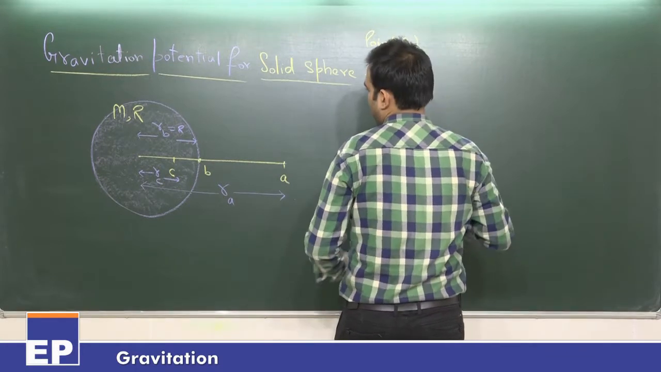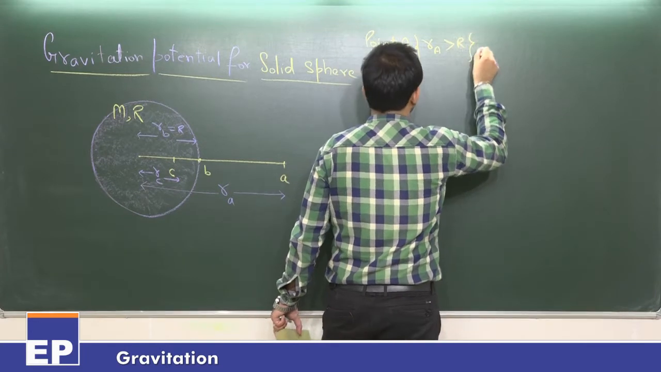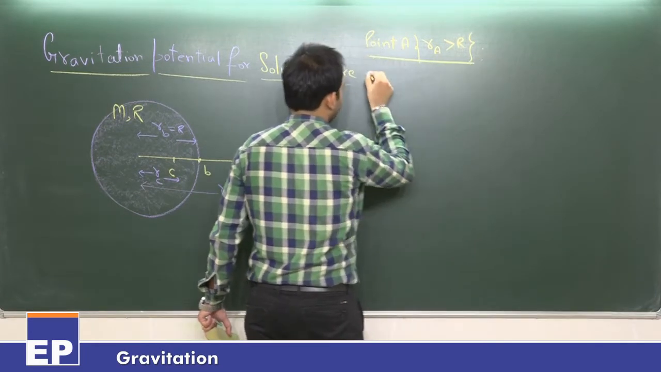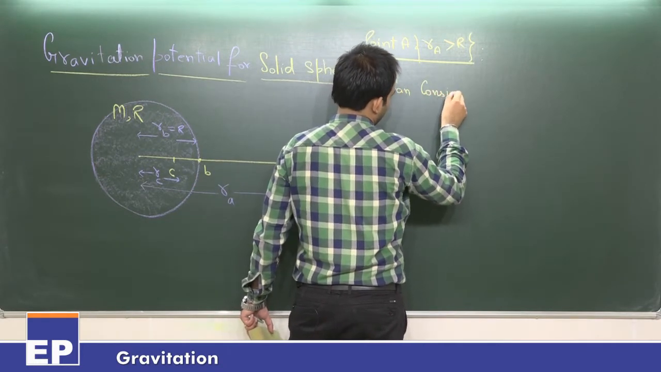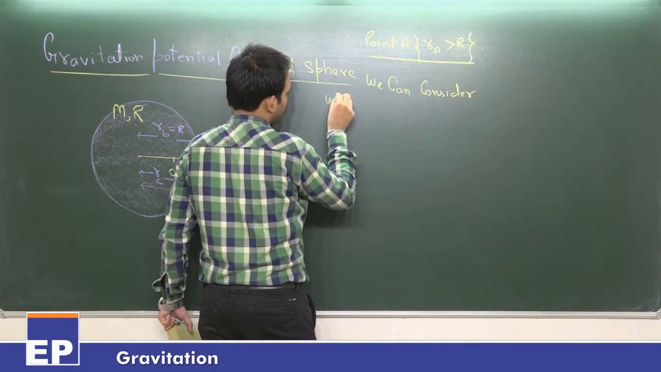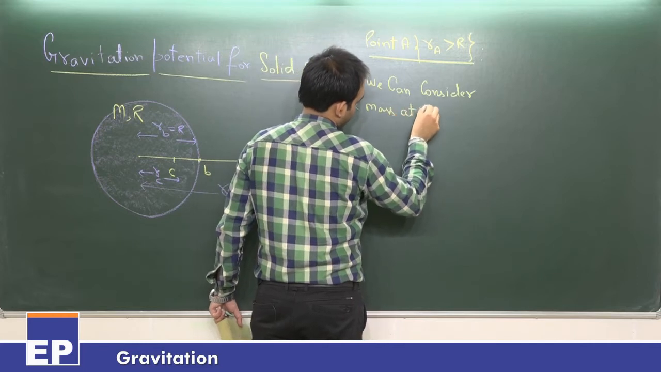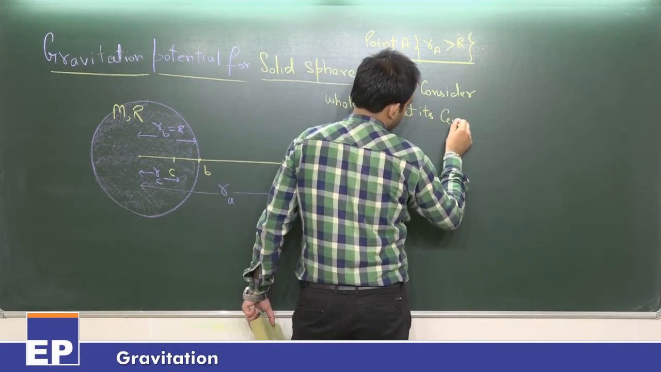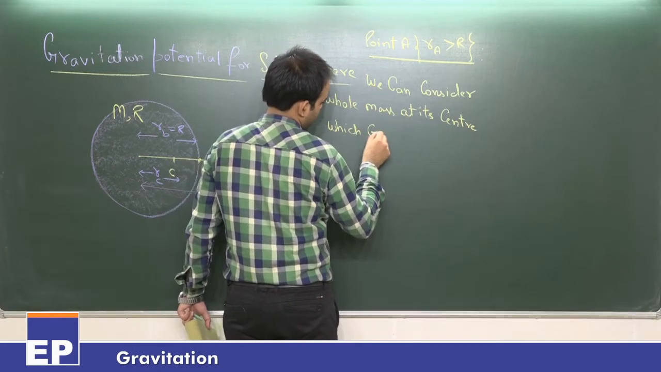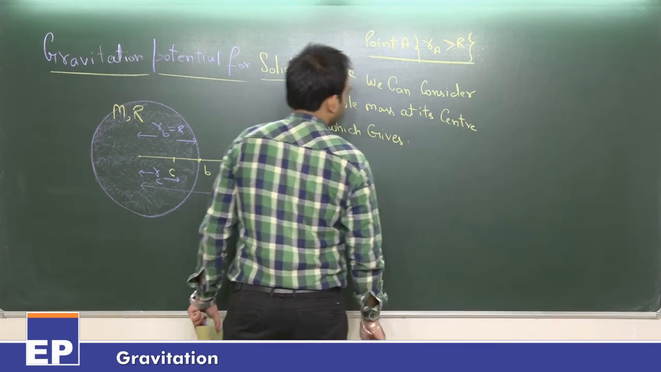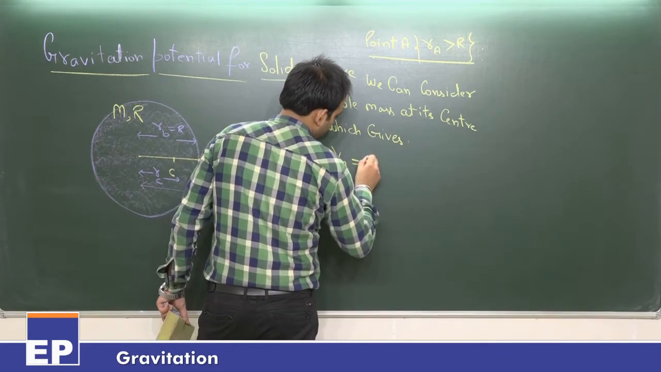What is the definition of point A here? RA is greater than capital R. We can consider the whole mass at its center, which gives the potential at A equal to minus GM by RA.